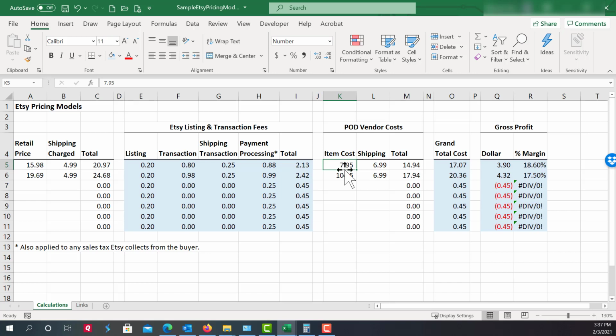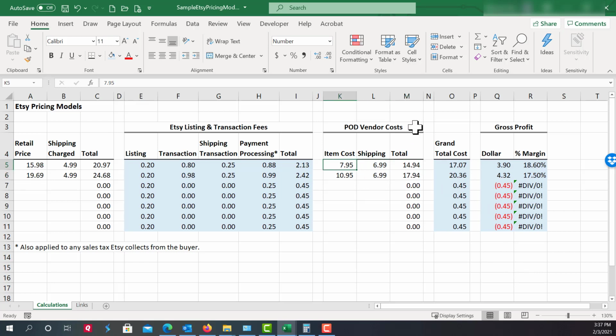Okay, so in this case, I've put in two items here. One of them, they're going to charge me $7.95 for the item itself to print it and everything, and then they're going to charge me $6.99 to ship it. For this other one, they're going to charge me $10.95 for the item and $6.99 to ship it. And so that's your starting fixed cost.